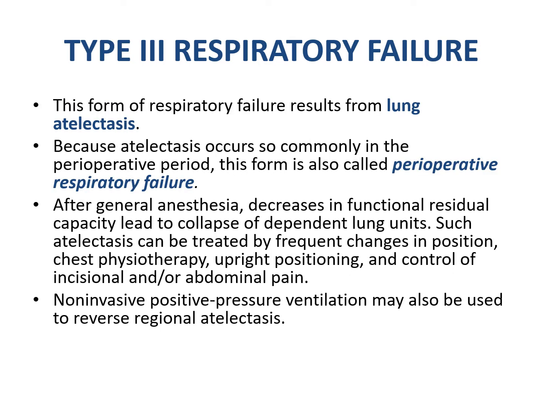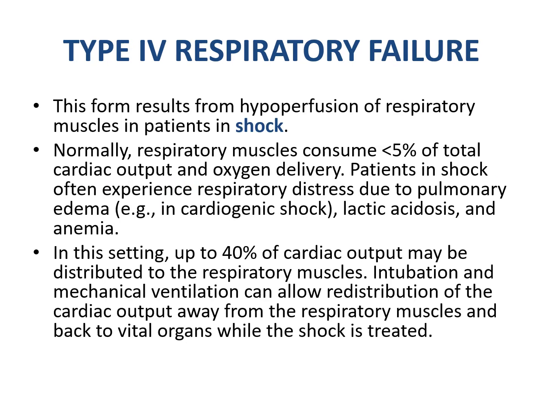Type 3 respiratory failure results from lung atelectasis. Because atelectasis occurs so commonly in the perioperative period, this form is also called perioperative respiratory failure. After general anesthesia, decreases in functional residual capacity lead to collapse of dependent lung units. Such atelectasis can be treated by frequent changes in position, chest physiotherapy, upright positioning, and control of incisional and abdominal pain. Non-invasive positive pressure ventilation may also be used to reverse regional atelectasis.